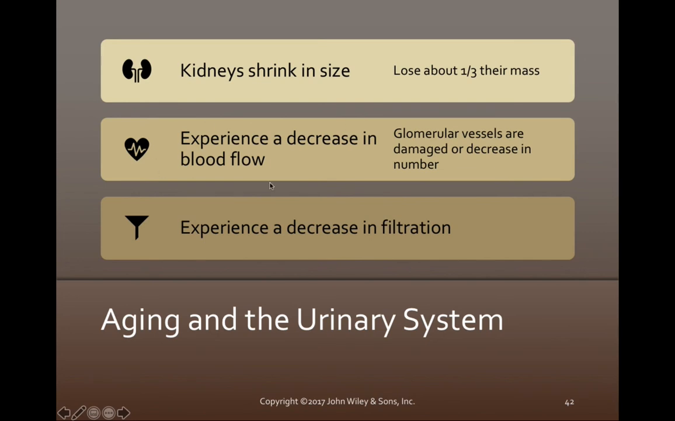Generally, as we get older and atherosclerosis starts to take place, less blood tends to make it through the glomerulus, and the glomerular vessels tend to become damaged. With this decrease in blood flow and damaged glomeruli, we end up with a much lower glomerular filtration rate than what we had when we were young.